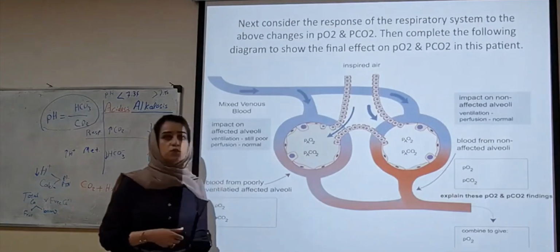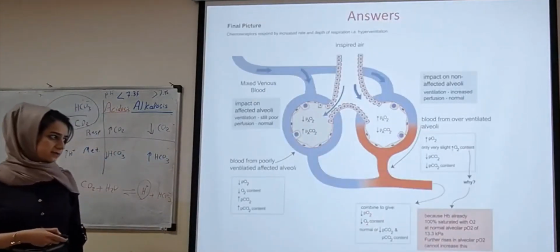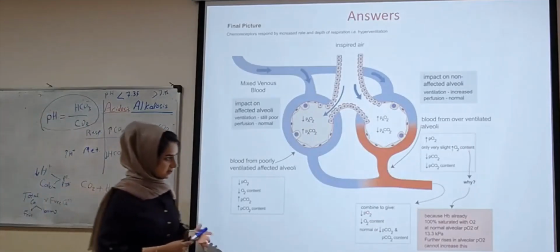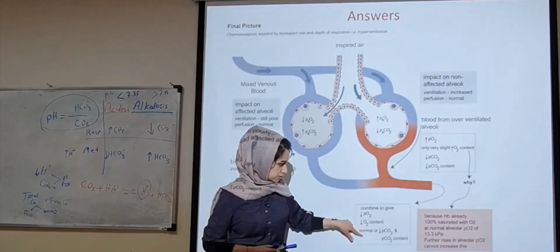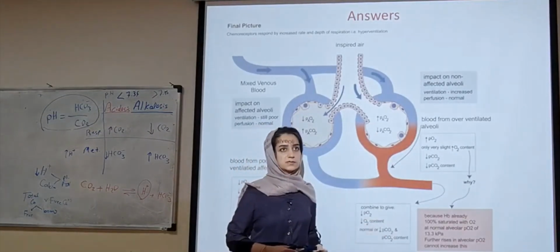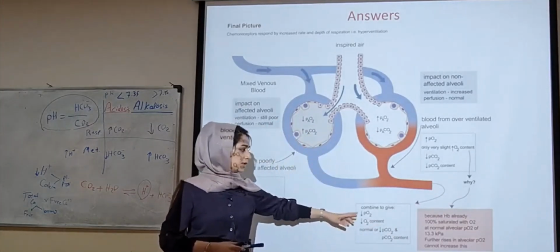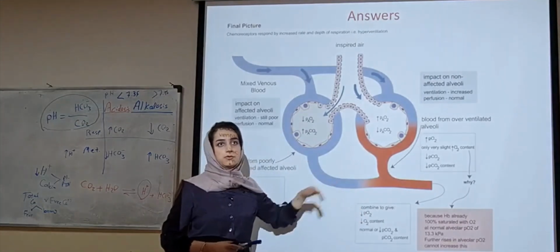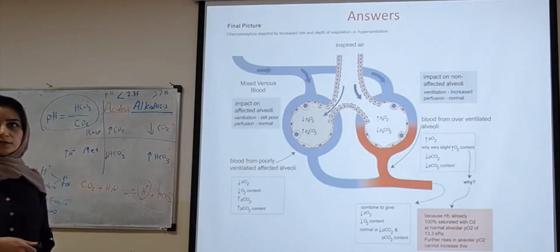So finally, what will be the result? In the final result, they combine to give decrease in the PO2, decrease in the O2 content, and normal or near normal CO2. CO2 has no chemical effect here, so it will become normal, but O2 is not normal due to the decrease in the content of oxygen in the blood.